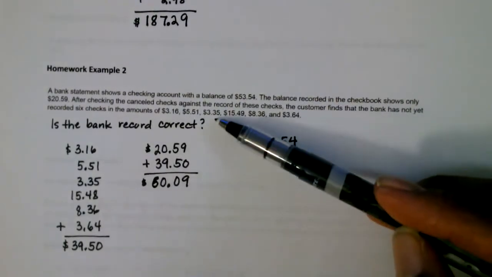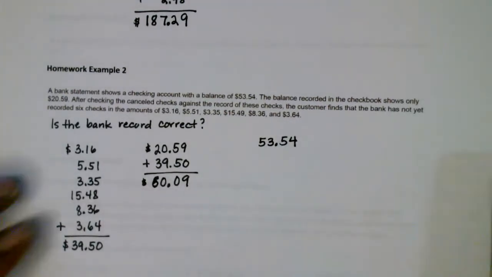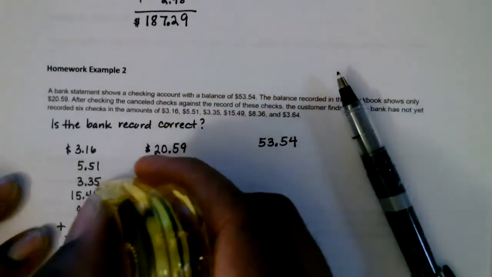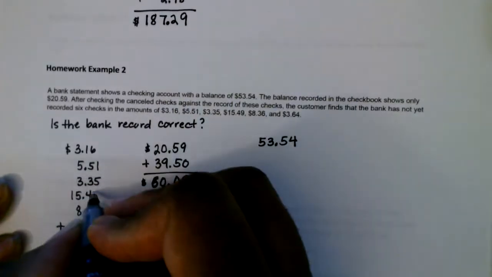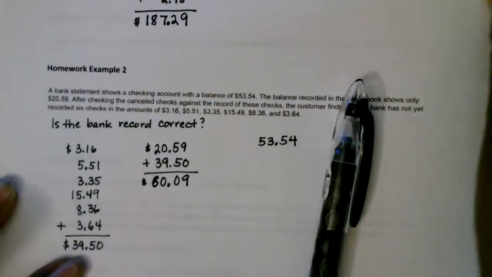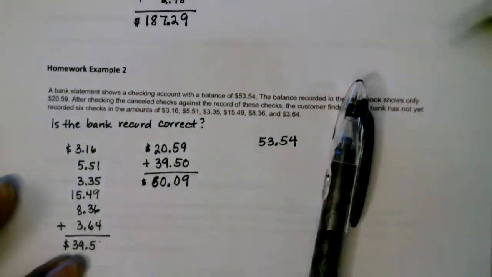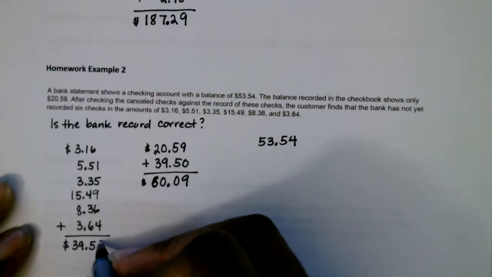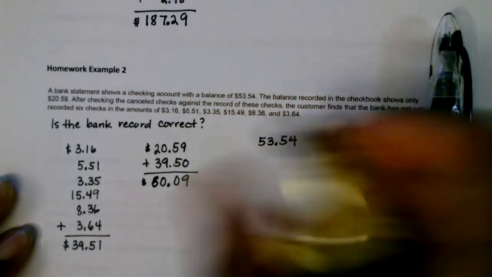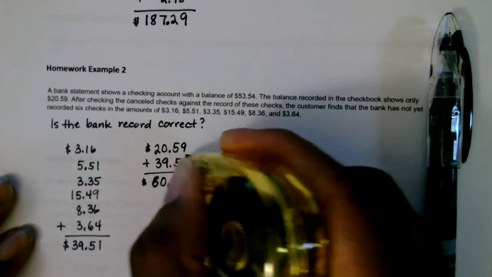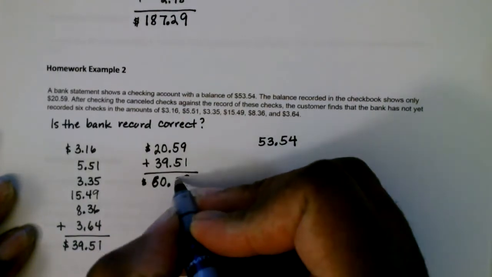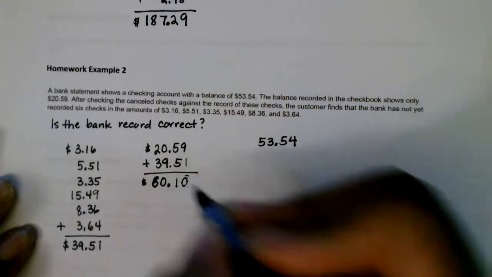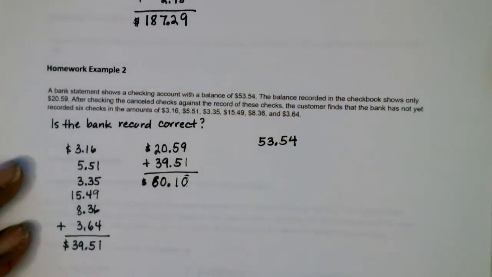Made a mistake here. That should be $15.49, not $15.48. I was off by a penny. So that means that this is going to be $39.51. Okay. And if I add $39.50 to the $50.59, that would mean I will have $60.10. Okay.